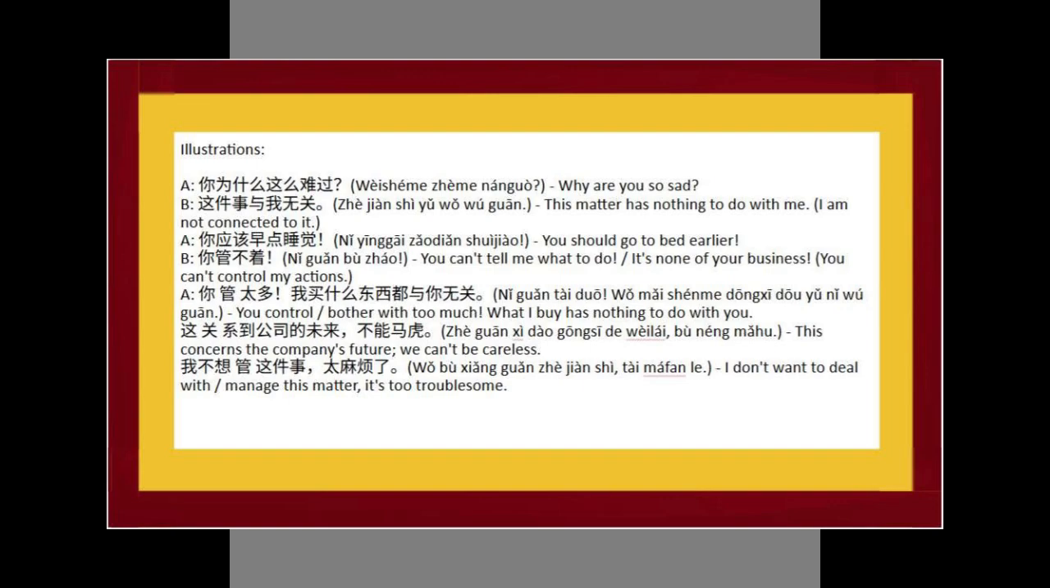A. 你管太多, 我买什么东西都与你无关. You bother with too much. What I buy has nothing to do with you. 这关系到公司的未来, 不能模糊. This concerns the company's future. We can't be careless. 我不想管这件事, 太麻烦了. I don't want to deal with or manage this matter. It's too troublesome.